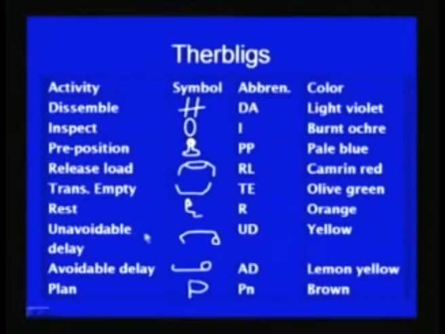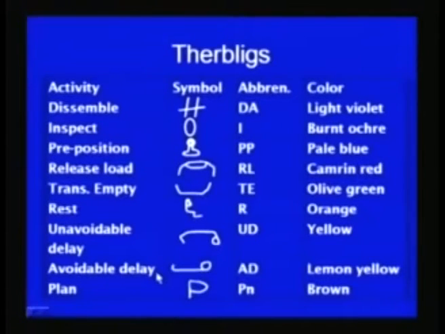And unavoidable delay is the period when work is not done due to forced factors, like the work cannot be done because of a machine failure. Then unavoidable delay is represented by a symbol like this, UD is the abbreviation, and yellow is the color used to show it.